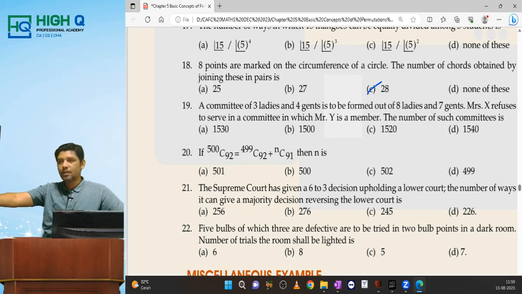Is that right? So, here I have to find out total number of ways. That means here some cases we need to follow. What is it, you know? First case.